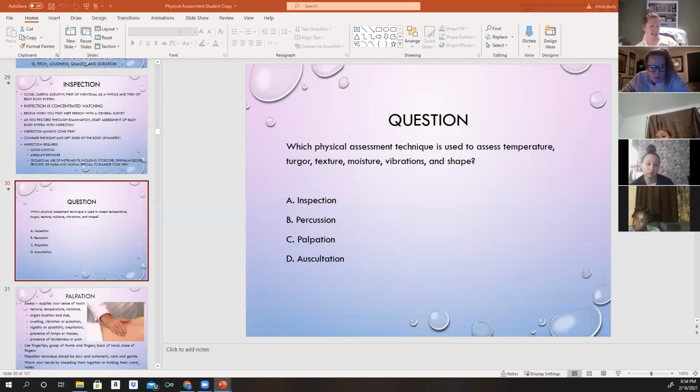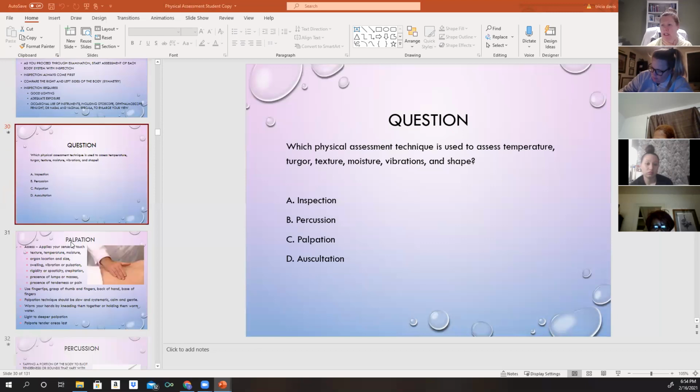Which physical assessment technique is used to assess temperature, turgor, texture, moisture, vibrations, and shape? Palpation. Inspection. What do you got? Palpation. Yeah, palpation. Very good. So inspection was first. Palpation, what's next? Palpation, right? Inspection, then palpation.